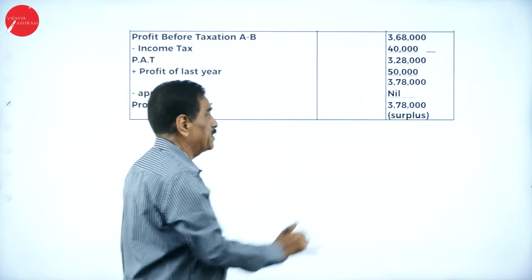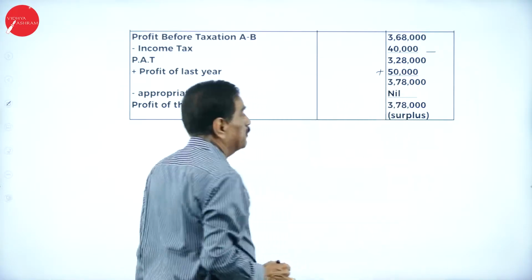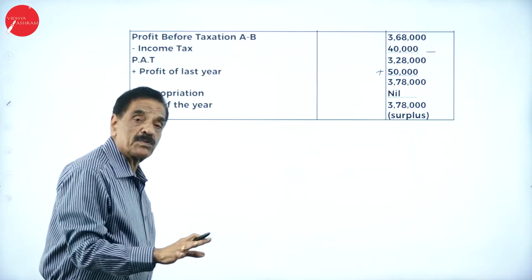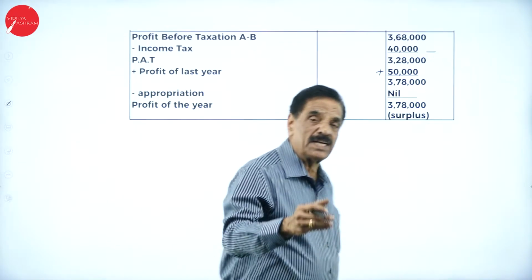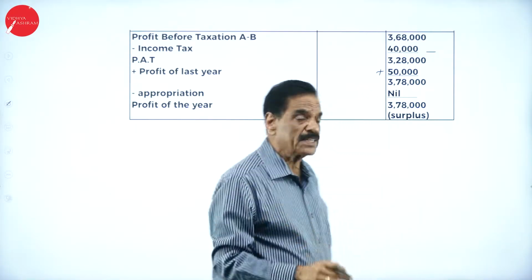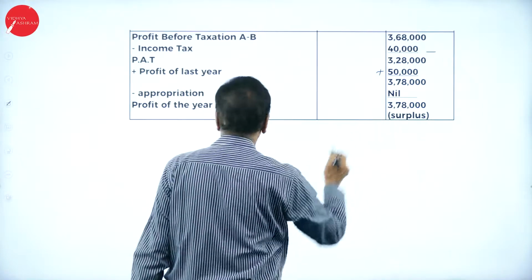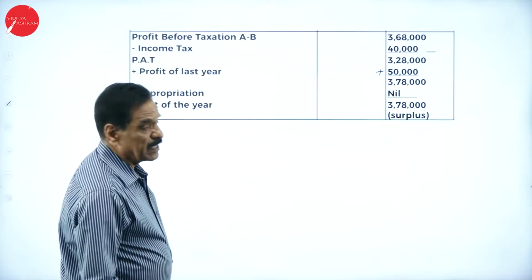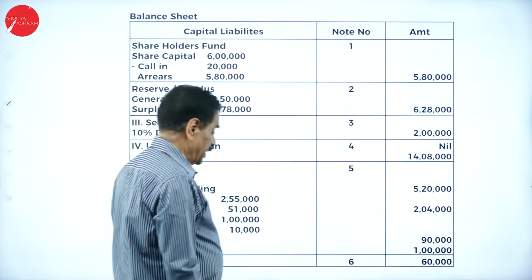Add profit of the last year 50,000. It becomes 3 lakh 78,000. There is no appropriation like dividend, proposed dividend, or transfer. Nothing is there now. Nil. Once again, 3 lakh 78,000 is profit of the year, that is called surplus. Now go with the balance sheet.